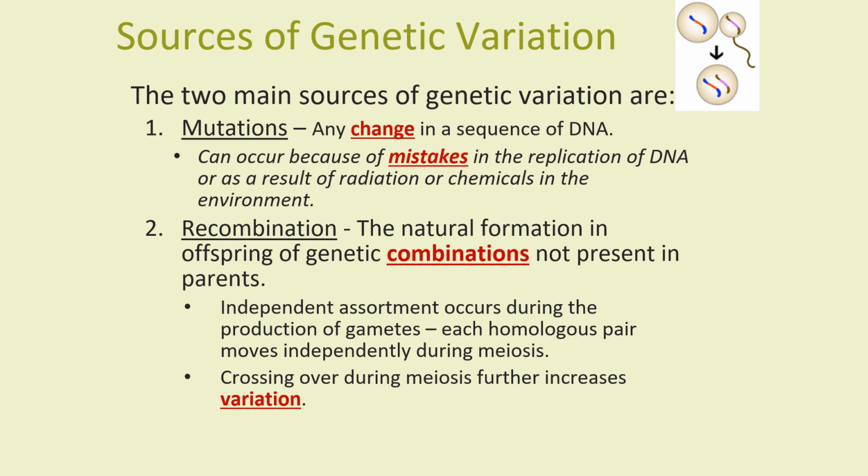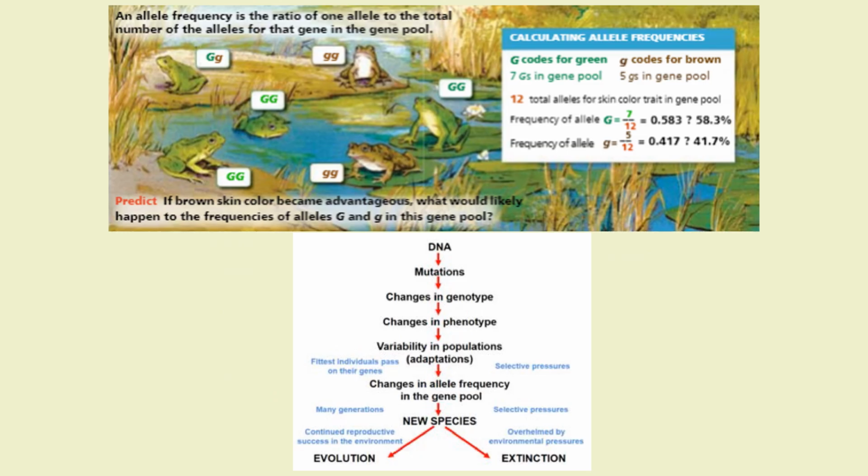Now, recombination is the natural formation in offspring of genetic combinations not present in the parents. There are two types: independent assortment, which occurs during meiosis, and crossing over, which occurs during meiosis as well, and further increases variation. So we see how mutation could affect the process of evolution.